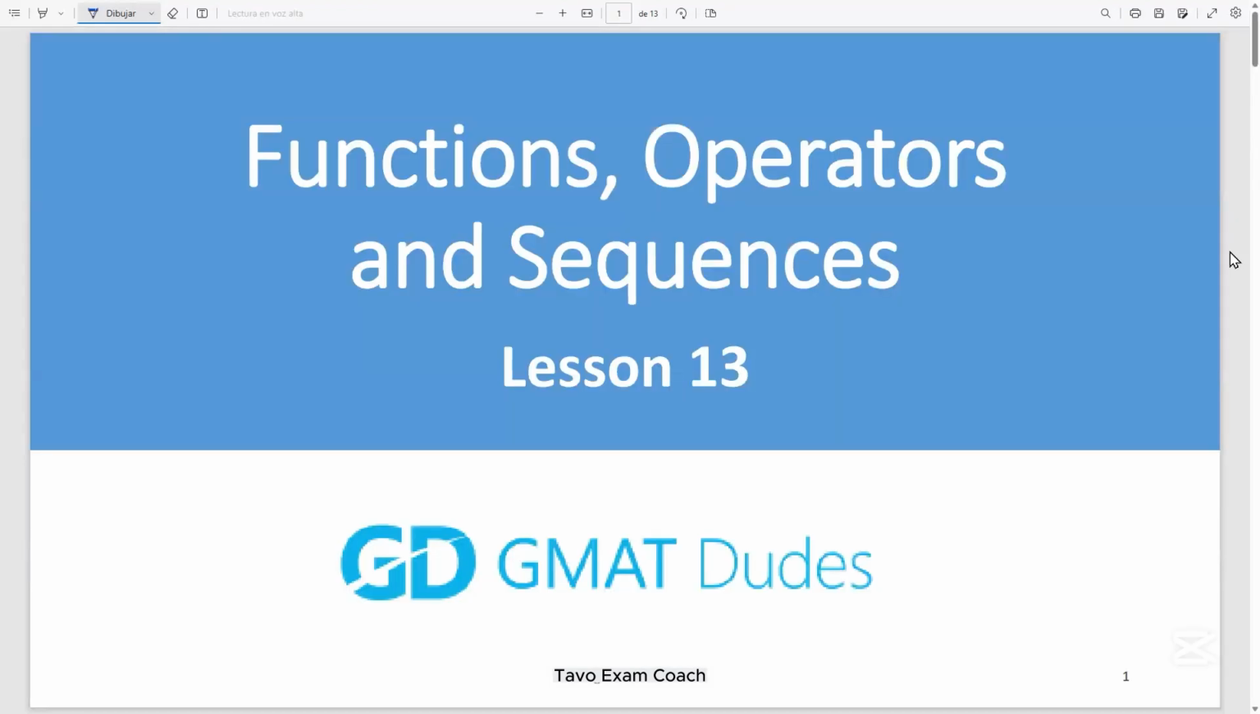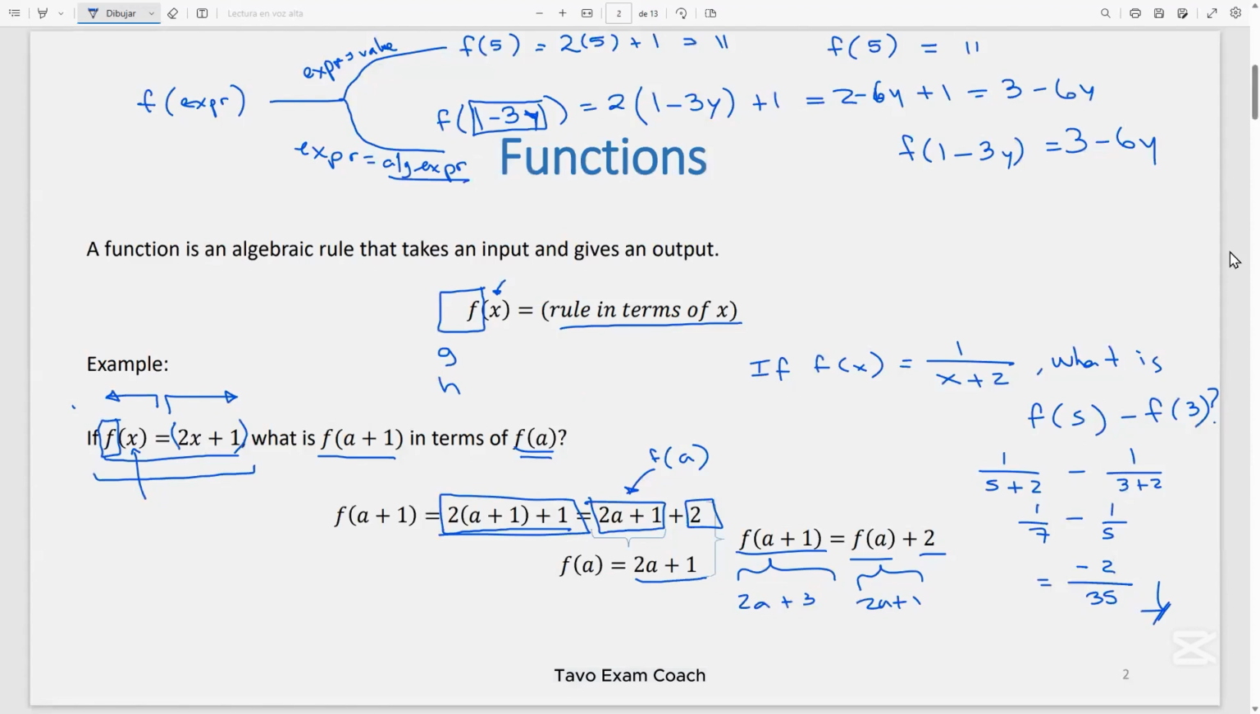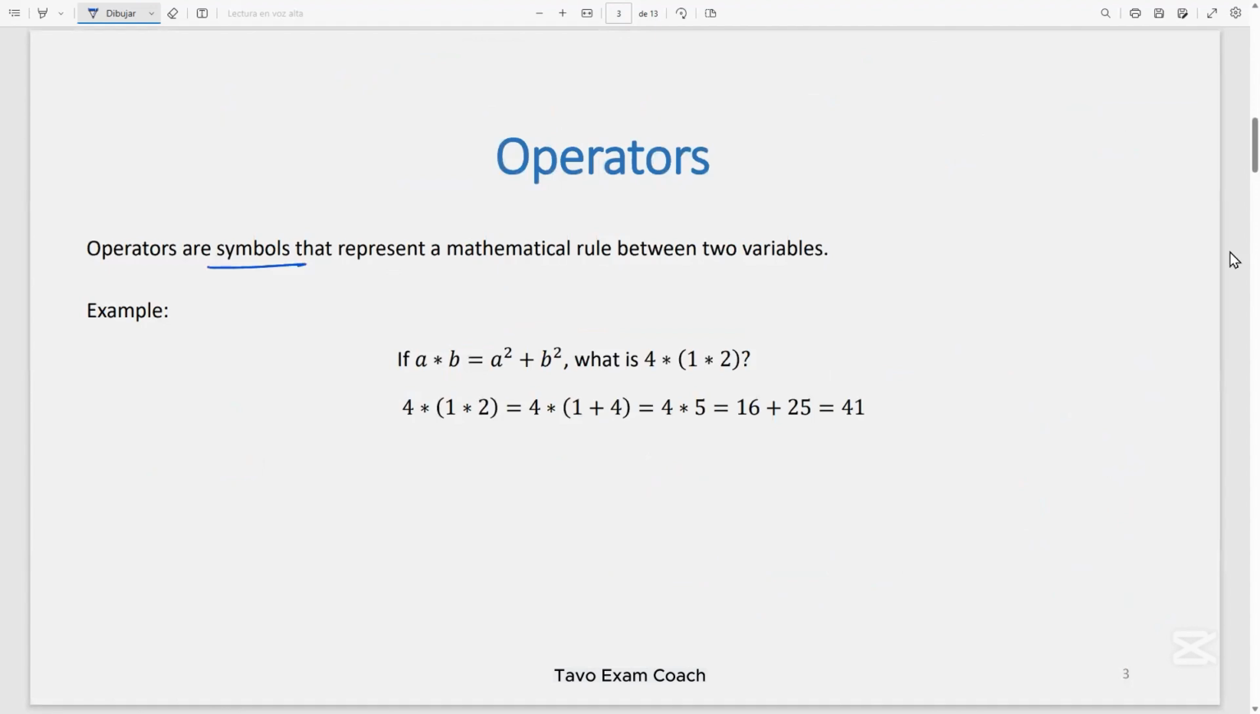The questions about operators are similar in logic to those about functions, because if functions represent algebraic rules that we name or label using, for example, a small letter such as F, G, H, or any other short words such as min, max, as we saw in the examples, then an operator is a symbol that also represents a mathematical rule, usually between two variables that represent two numbers.